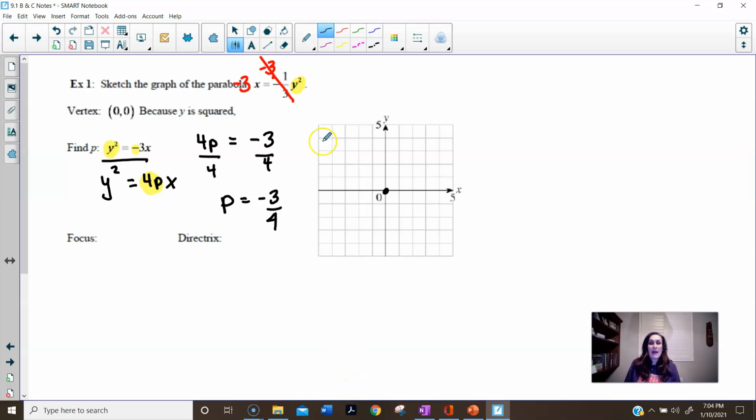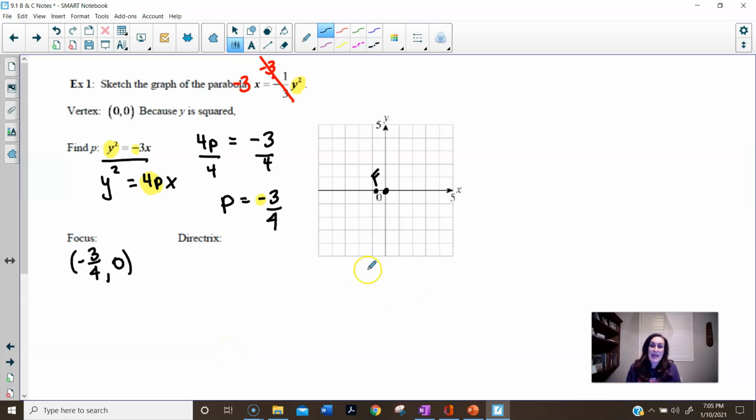Now, because there's no h or k, we know that the vertex of the parabola is at 0, 0. Because this parabola is opening to the left, and I know it's going to the left because of this negative, the focus is going to be to the left of the vertex. So I'm going to go to the left by 3/4. So right here is the focus. If I wanted to write that as an ordered pair, I would go left 3/4 and up 0.